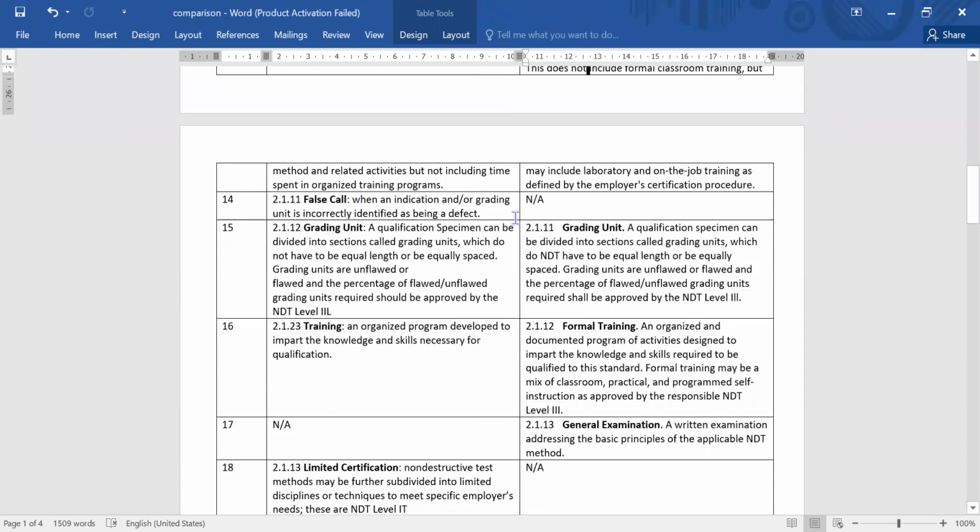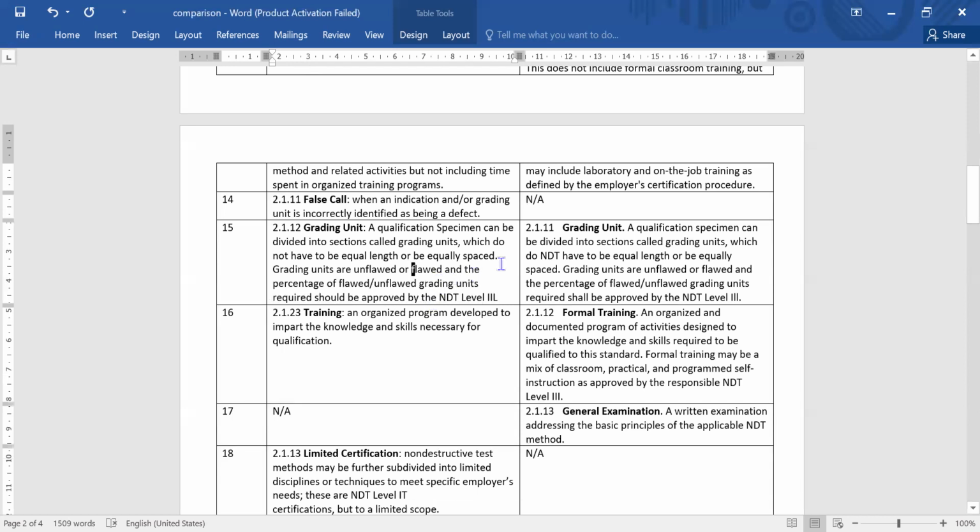False calls: when an indication in the grading unit is incorrectly identified as being a defect. Grading unit: a qualification specimen can be divided into sections called grading units, which do not have to be equal in length or equally spaced. Grading units are unflawed or flawed, and the percentage of flawed and unflawed grading units required should be approved by the NDT Level 3. This is 'shall be approved by NDT Level 3'. That is the only difference.